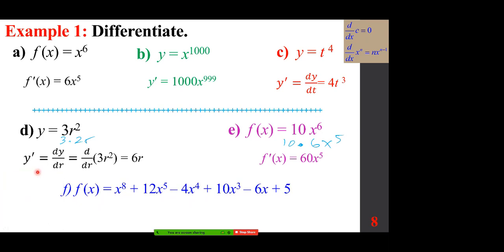Okay. All right. How about this one? We are going to look at each term separately. So the first one, 8x to the power of 7. The second one, plus 12 times 5x to the power of 4. 12 and 5, the product is 60. Minus 4 times 4x cubed, so minus 16x cubed, plus 10 times 3x squared, 30x squared, minus 6 plus 0. And of course, we don't have to write the 0. Why is it 0? Because it is a constant, everybody. It is a constant.